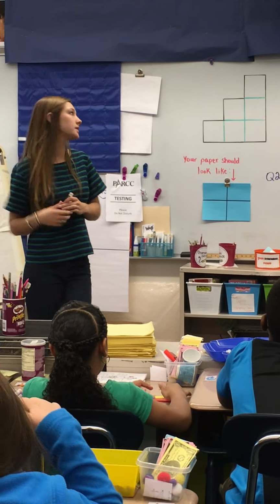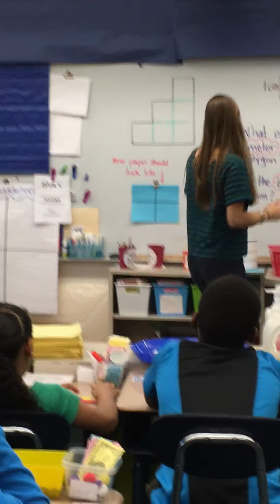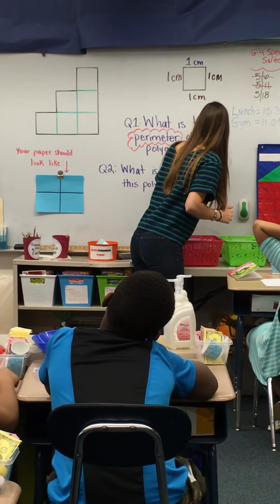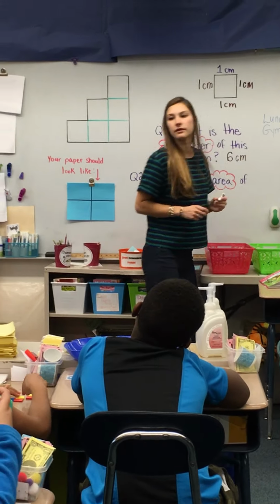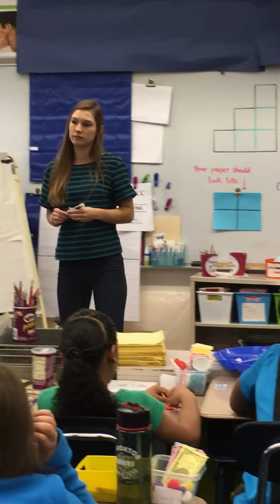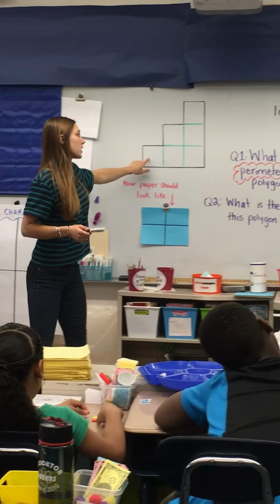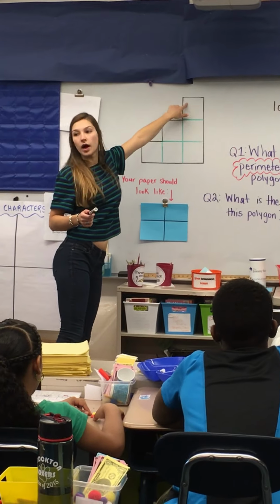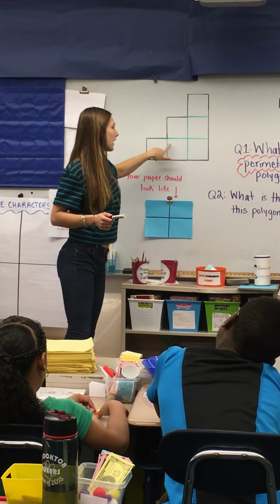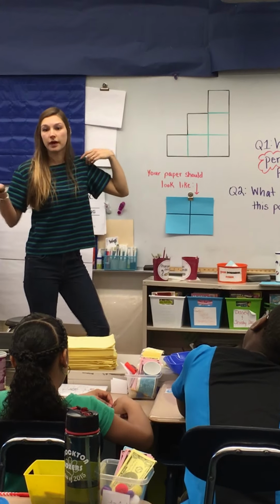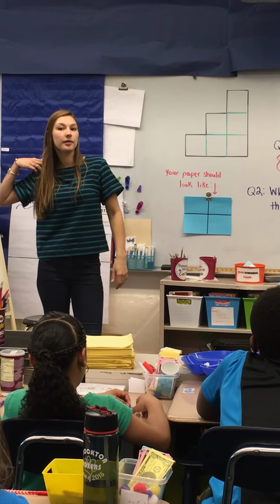So you say the perimeter is 6 centimeters. I'll put that answer right here. But I want you to tell me how you found it. I counted all the boxes. So you counted all the boxes? Like this? 1, 2, 3, 4, 5, 6? Okay, so that's how you found the perimeter. Did anybody find the perimeter a different way?